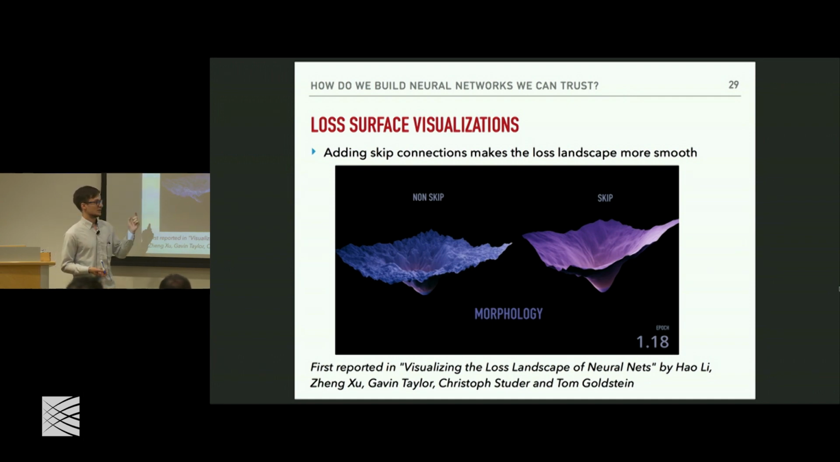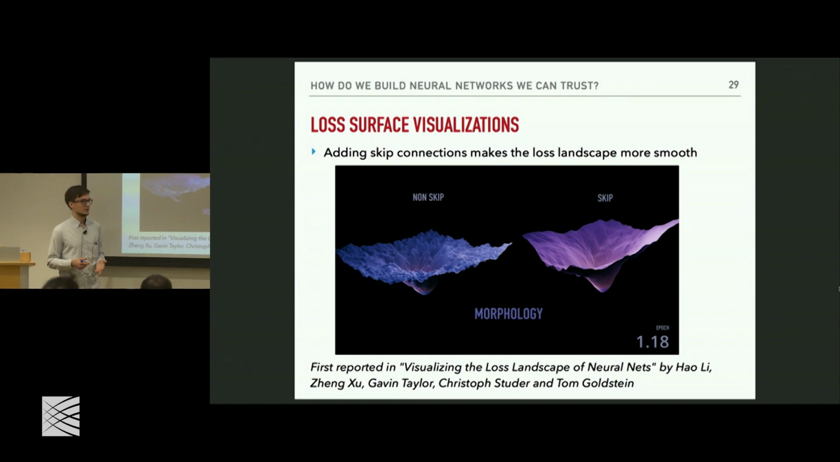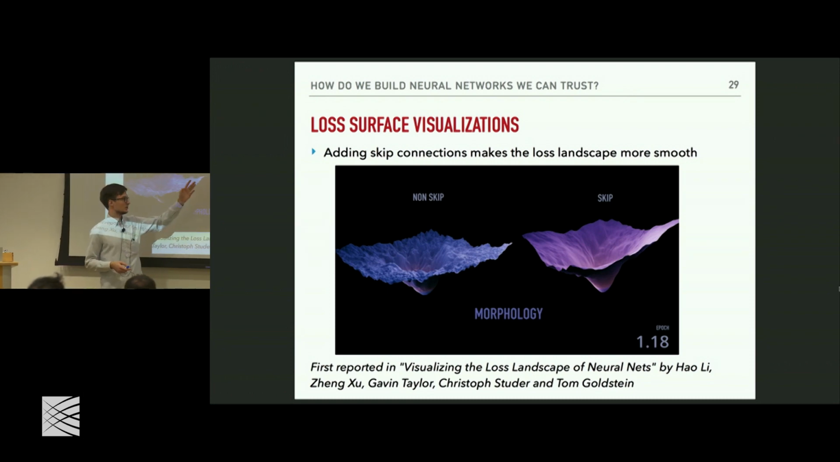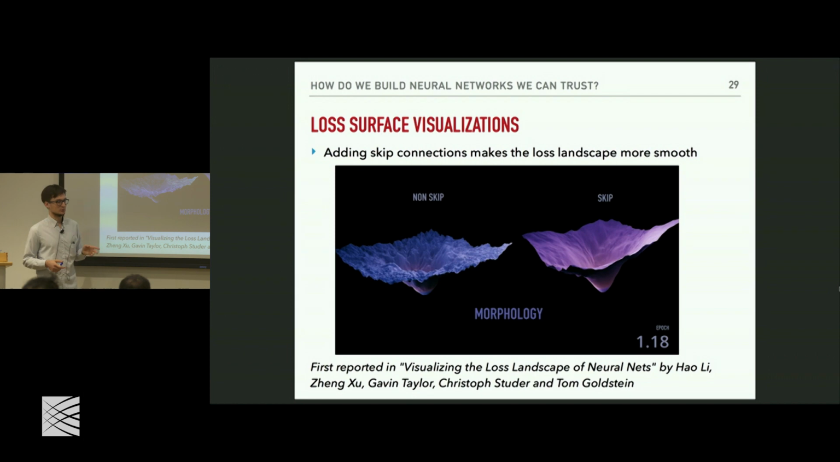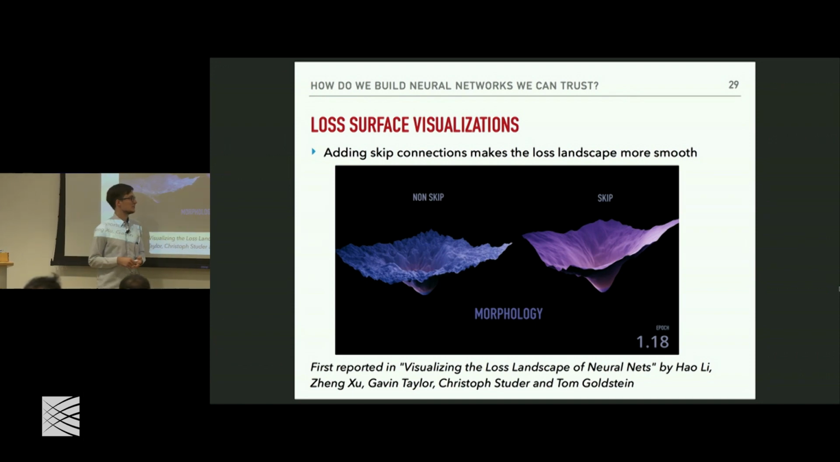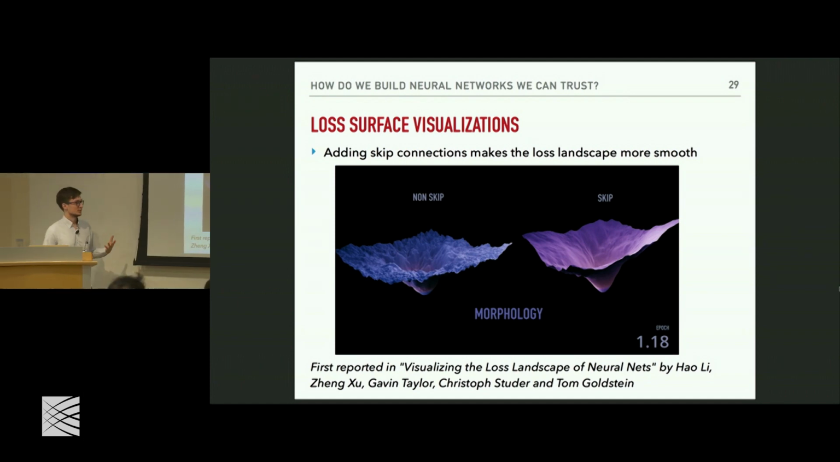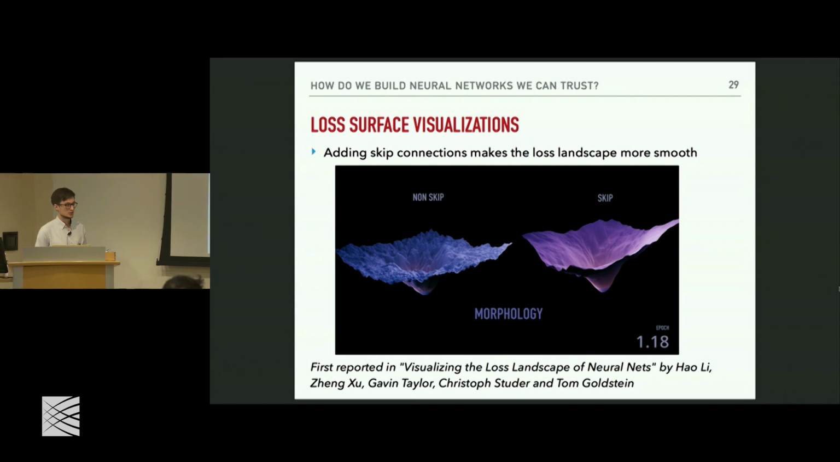see that the loss landscape here looks more smooth and easier to navigate for optimization methods. So it seems like if we ran SGD on this landscape, it might be easier for it to find the minimum than if we ran it here. And it actually turns out that in practice, it's much easier to optimize deep networks with skip connections than without. So this is an example of how we can build intuition about certain architectural choices or other hyperparameters of our networks by looking at visualizations.